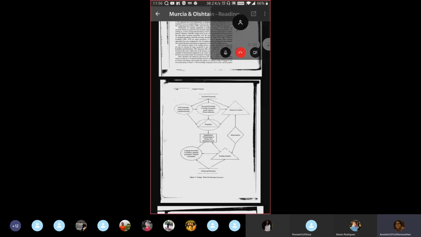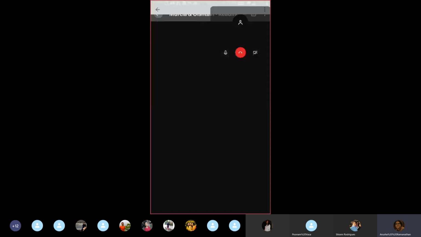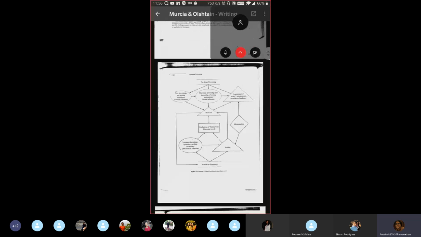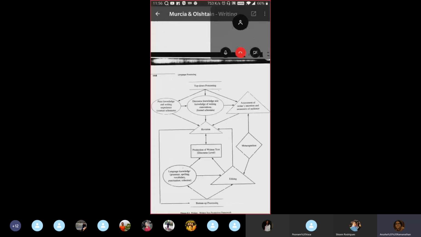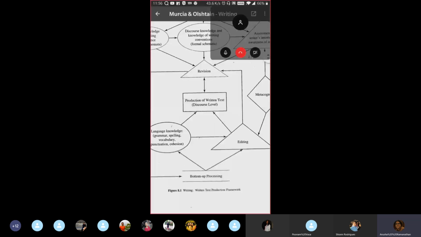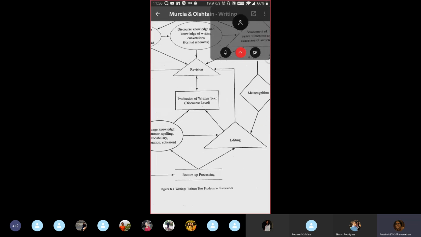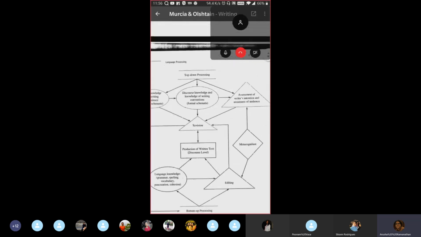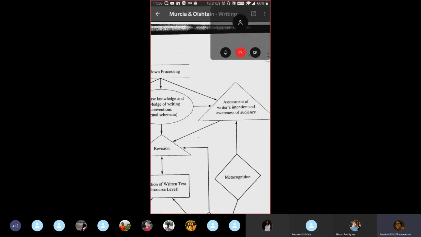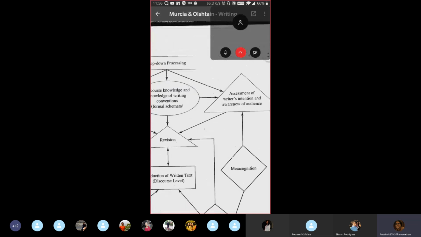And if these are the reading processes, I'm going to very quickly show you the writing. It is very similar, and it is basically for you to be aware of how this happens. So again, in the bottom-up processing, language knowledge: grammar, spelling, vocabulary, punctuation. Now, it is from a production point of view and not from a reception point of view. There is editing instead of reading, right? There is still metacognition. There is assessment of the writer's intention and awareness of audience. Instead of the purpose of reading, now it is the writer's purpose.